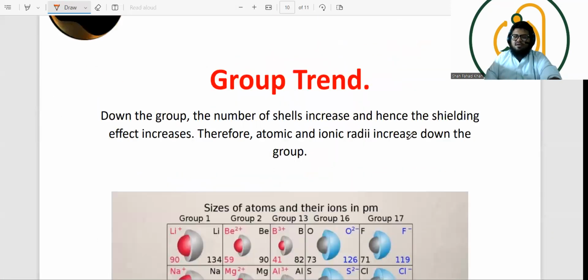Now, let's look at the explanation of the group trend. Down the group, the number of shells increases, right? Because going down the group, it is a fact that the number of protons is increasing.